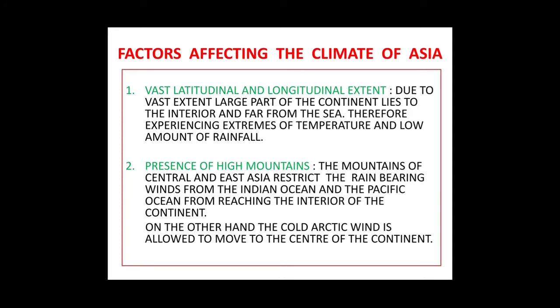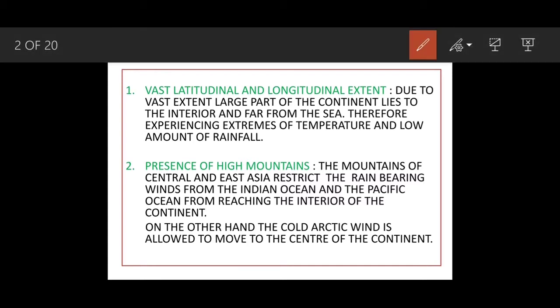So children, we have discussed in the first part that Asia is a very vast continent and it has a vast latitudinal extent. So this is the point we have already discussed, right? Due to this large size, the continent extends over several latitudes and several longitudes. Now what happens due to this?